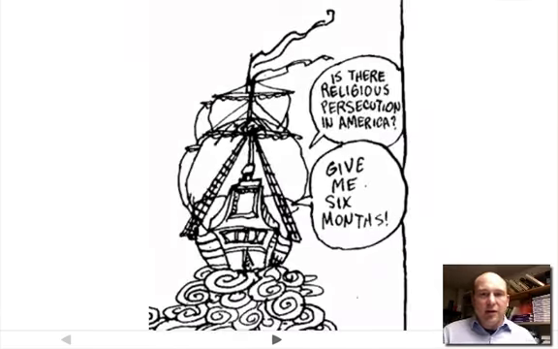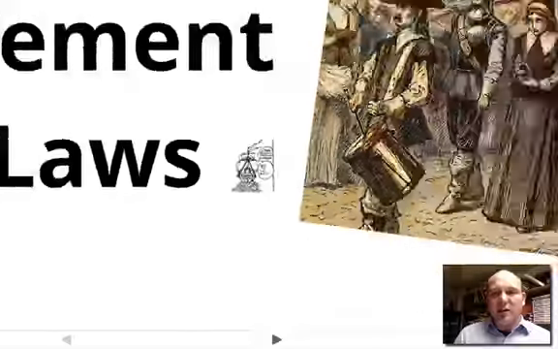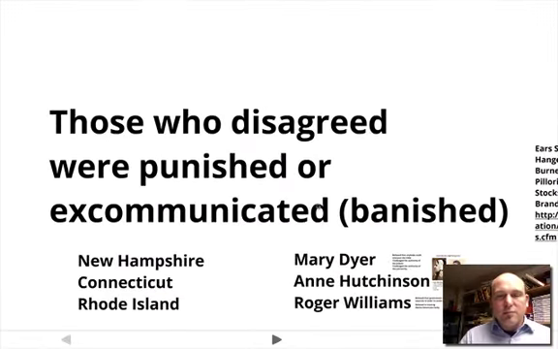Okay, so this is a cartoon that we read in class, and the guy on the boat, so this is the Mayflower, says, "Is there religious persecution in America?" And the Puritan comes back, "Well, give me 6 months." Okay, that's funny. So, what happened to those who disagreed in Puritan society?